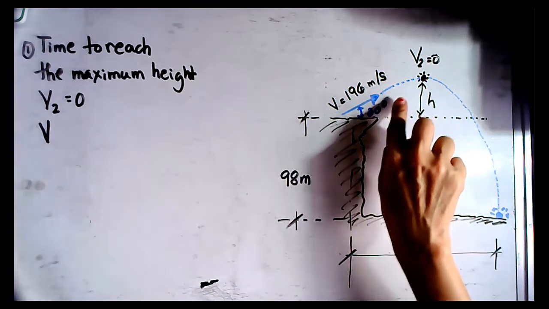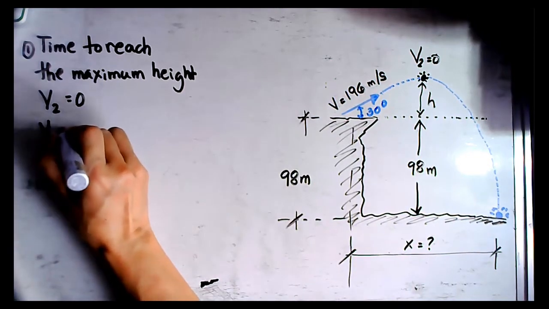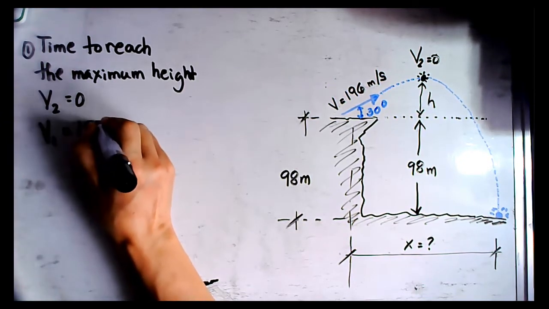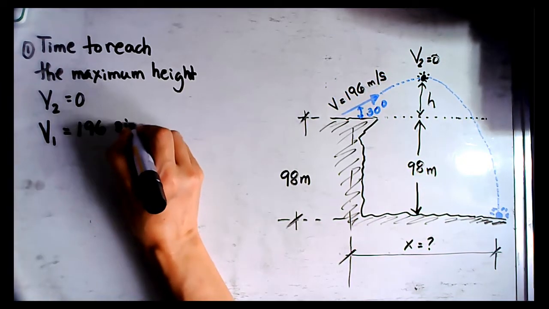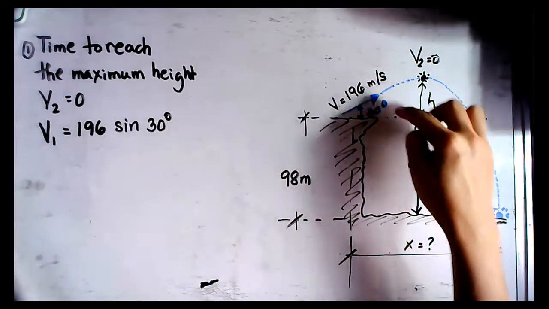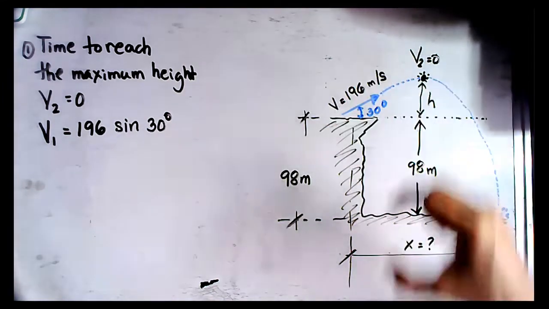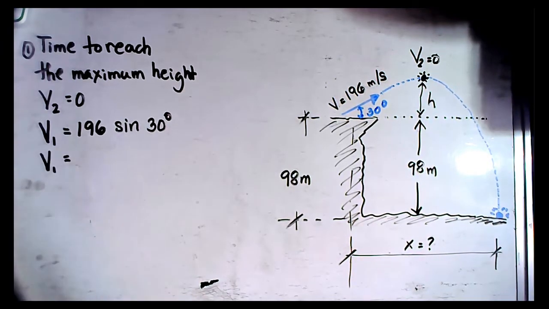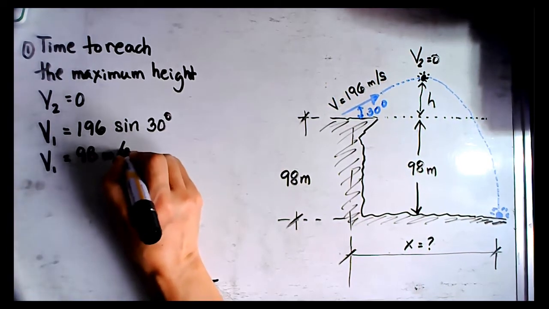So that was fired at a certain angle. That means if we are going to look for the initial vertical velocity, that would be equal to 196 sine of 30 degrees, which is opposite over hypotenuse. We are looking for this vertical component. So the initial velocity v1 is 98 meters per second.